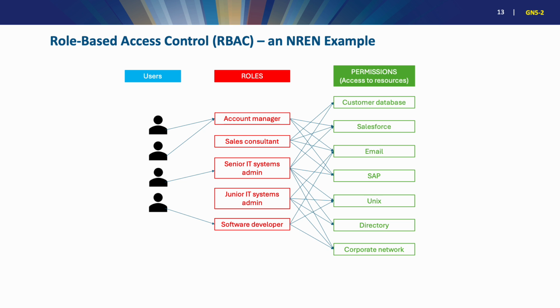Now that we have defined both roles and permissions, users can be assigned to roles. Note that we have two account managers, but only one senior IT sysadmin. Seems a little lopsided to me. Perhaps she could be assigned a junior sysadmin to take over some of her less urgent tasks?